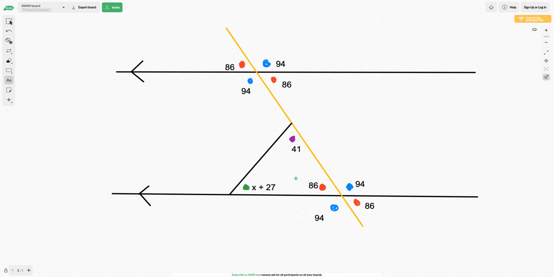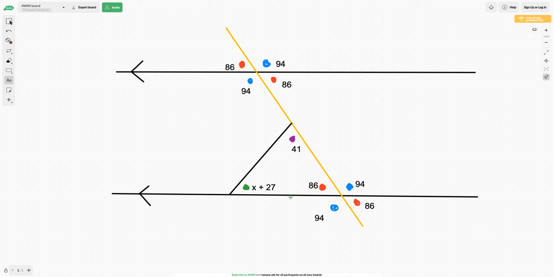Alright, so now we have every angle, but now we just need to figure out x. Since we have this angle right here, this 41, and we have this 86, and we have this 94, there are two different methods that we can use. First method is called triangle sum theorem, which basically means 41 plus 86 plus this is equal to 180. Basically, these three angles add up to 180. That is what we call triangle sum theorem. And we can also use another method called triangle exterior angle theorem, which basically means this 41 plus x plus 27 is equal to 94.